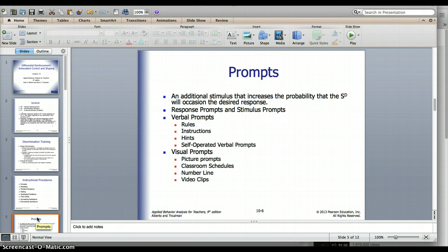When we're looking at prompts, there are all different kinds of prompts we can provide students, whether that's verbal prompts or visual prompts. I would encourage, when working with students with disability, that we always pair or at least start with visual prompts and verbal prompts together. Lots of students need those visuals in order to understand what's going on.